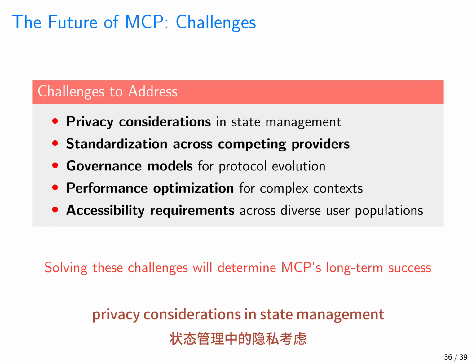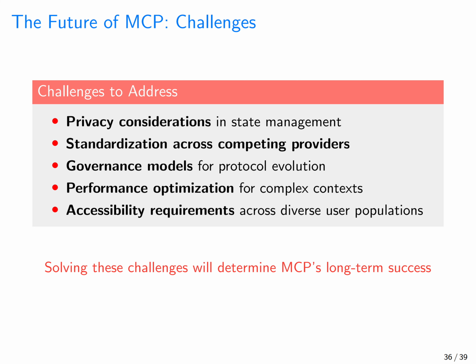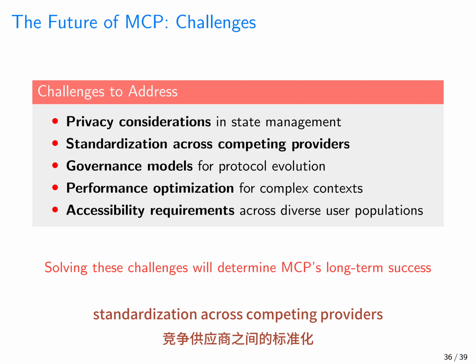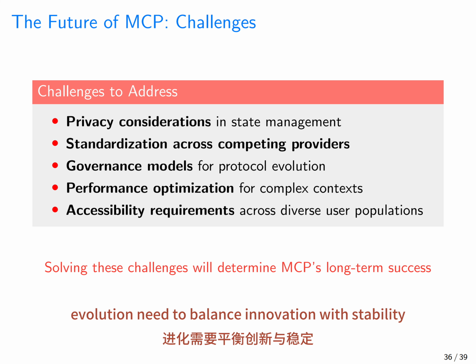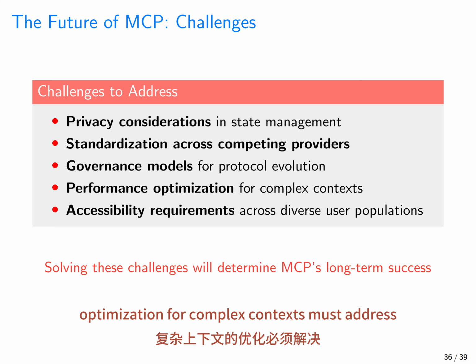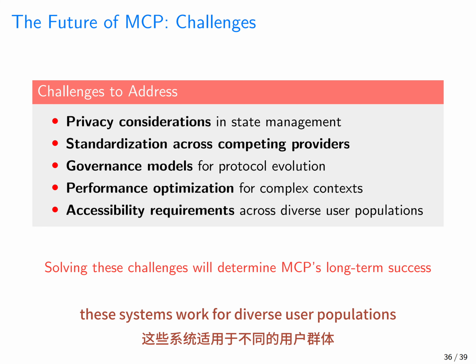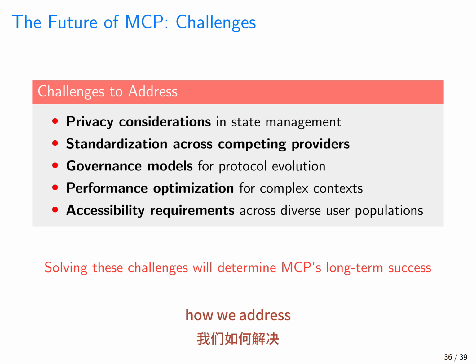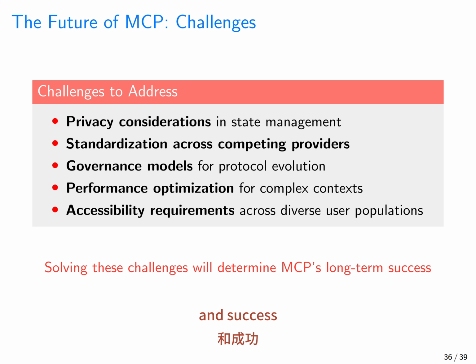Privacy considerations in state management must balance personalization with data protection. Standardization across competing providers requires industry cooperation despite competitive pressures. Governance models for protocol evolution need to balance innovation with stability. Performance optimization for complex contexts must address computational efficiency, and accessibility requirements must ensure these systems work for diverse user populations. How we address these challenges will significantly influence MCP's long-term impact and success.